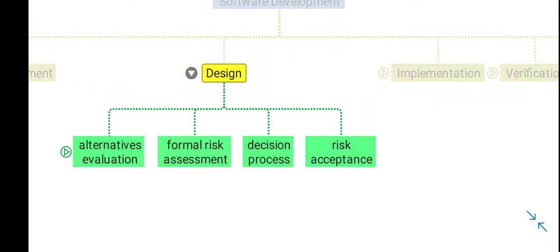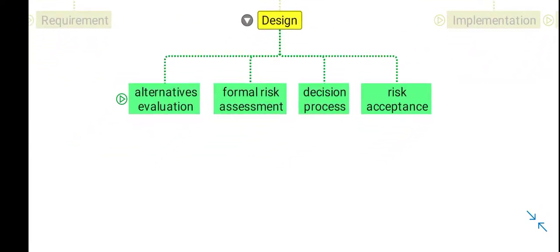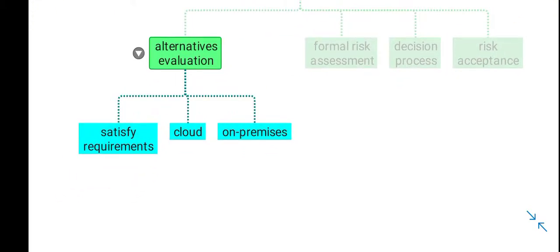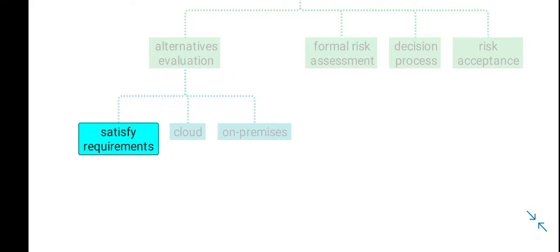Next one is the design, and you have to audit whether different alternatives were evaluated, and whether these alternatives were assessed against their satisfaction of the requirements which you gathered in the previous phase.